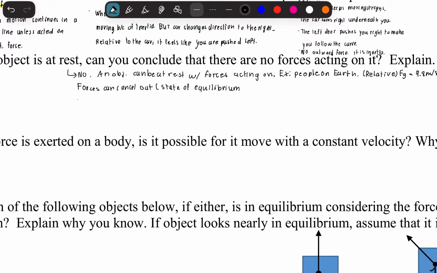They just cancel out. So for example, a box on a table, a box on an incline, you have Fn and Fg. So this is essentially your F net is going to equal 0. When there is 0 net force, this means the object remains at rest.